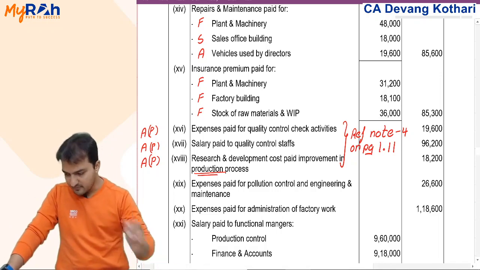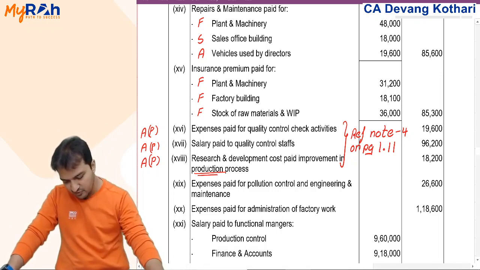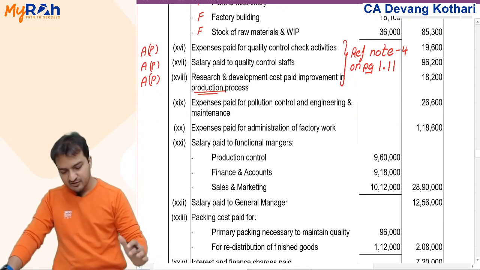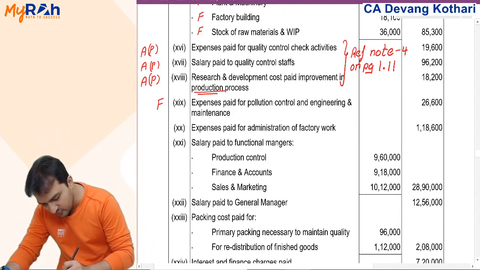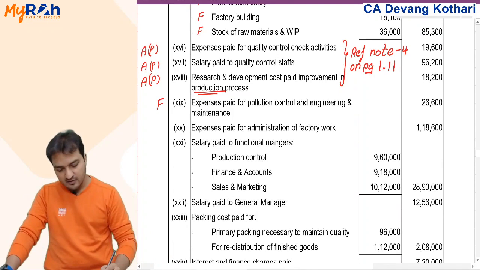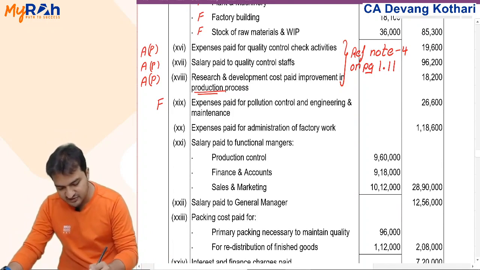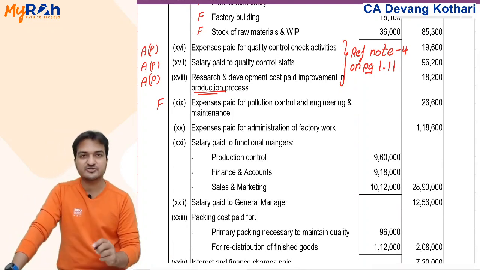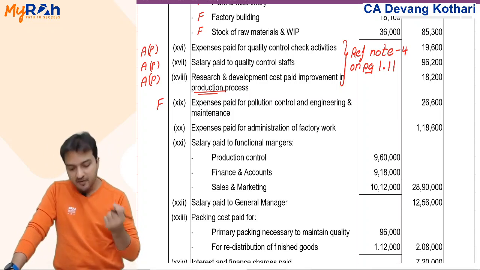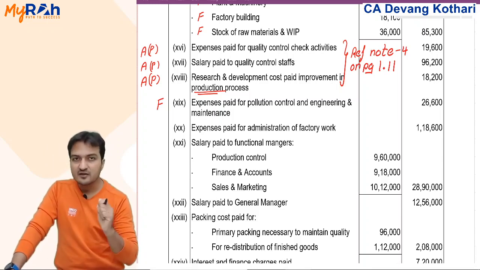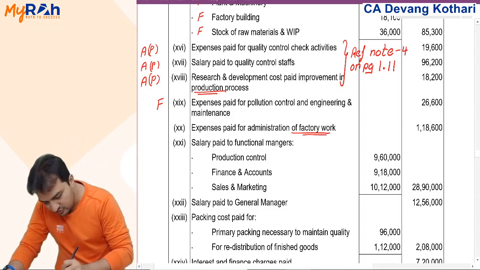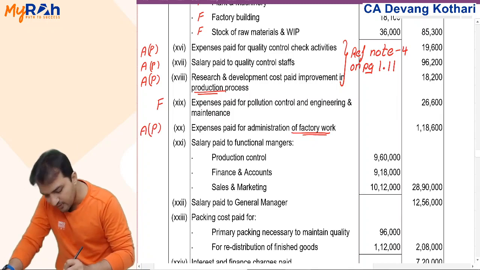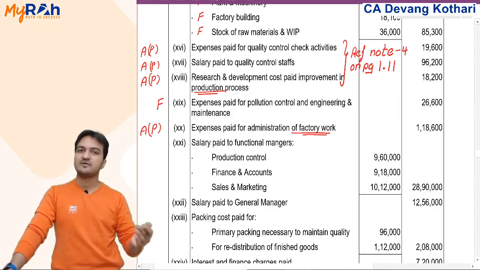Further, expenses paid for pollution control and engineering and maintenance. Engineering work, maintenance work, pollution control, all that belongs to the factory because pollution is done by the factory. Expenses paid for administration of factory work. Administration, that is admin overheads, but it is admin of factory work. Now, if it is administration of the factory work, it falls under admin. But which admin? Admin related to production, because production happens in the factory.